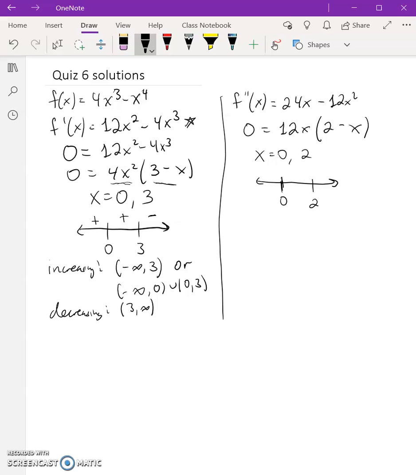Things less than 0: this first part would be negative, and this part over here would be positive, so that makes us negative. Pick something between 0 and 2, say 1. This is positive, and this is positive, so it's positive. Now pick something larger than 2. This part is going to be positive, and the second part here is going to be negative, so we get negative. So what we see is that our concave up interval is going to be 0 to 2, and our concave down interval will be -infinity to 0 union 2 to infinity.